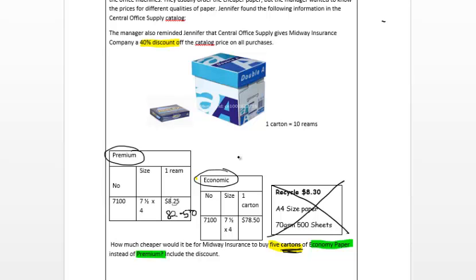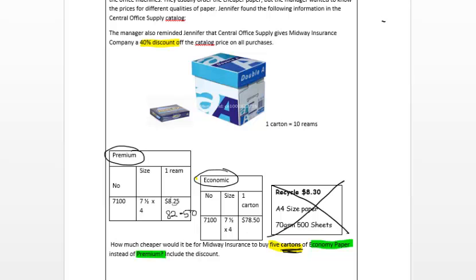Okay, you notice this is now a carton. 1 carton costs $82.50 and 1 carton of economic paper costs $78.50. When both are in carton prices, then we can compare.